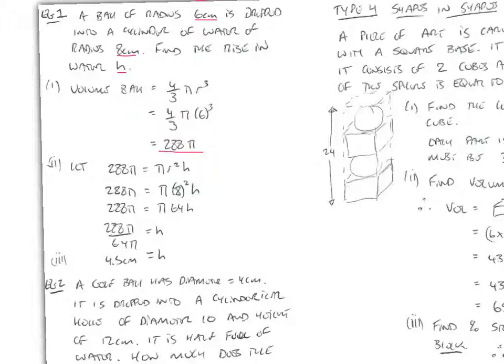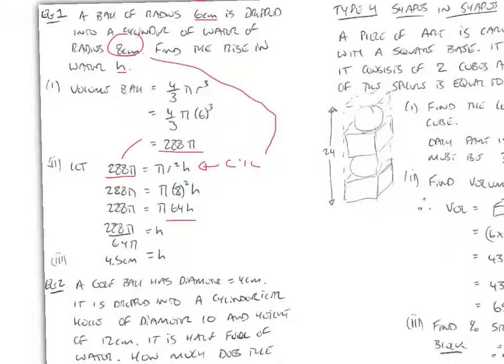Then we let that volume, 288 pi, equal pi r squared H. Remember, this is for the cylinder, of radius 8. So 288 pi equals pi times 8 squared H. 288 pi is pi times 64 H.